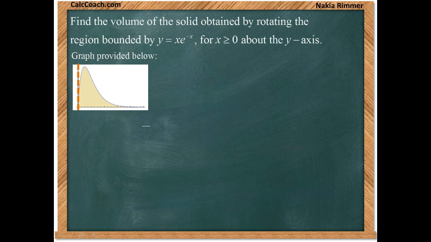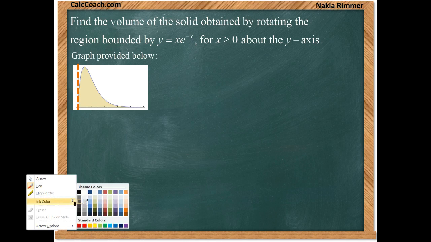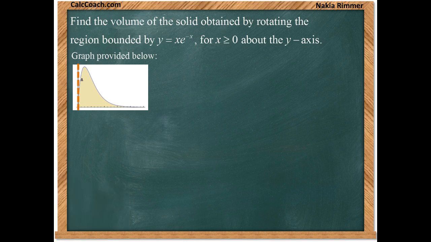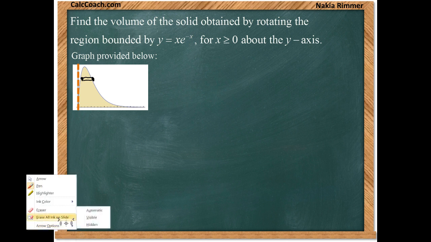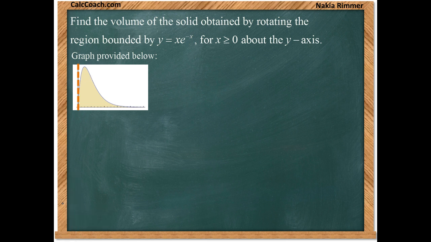So washer or disk don't make sense because you'd be using a rectangle that would be perpendicular to your axis, but then this function here, x e to the negative x, would be both the right endpoint and the left endpoint of that. So it wouldn't allow you to do disk or washer. So we draw a rectangle that's parallel to the axis so that we can do shell.